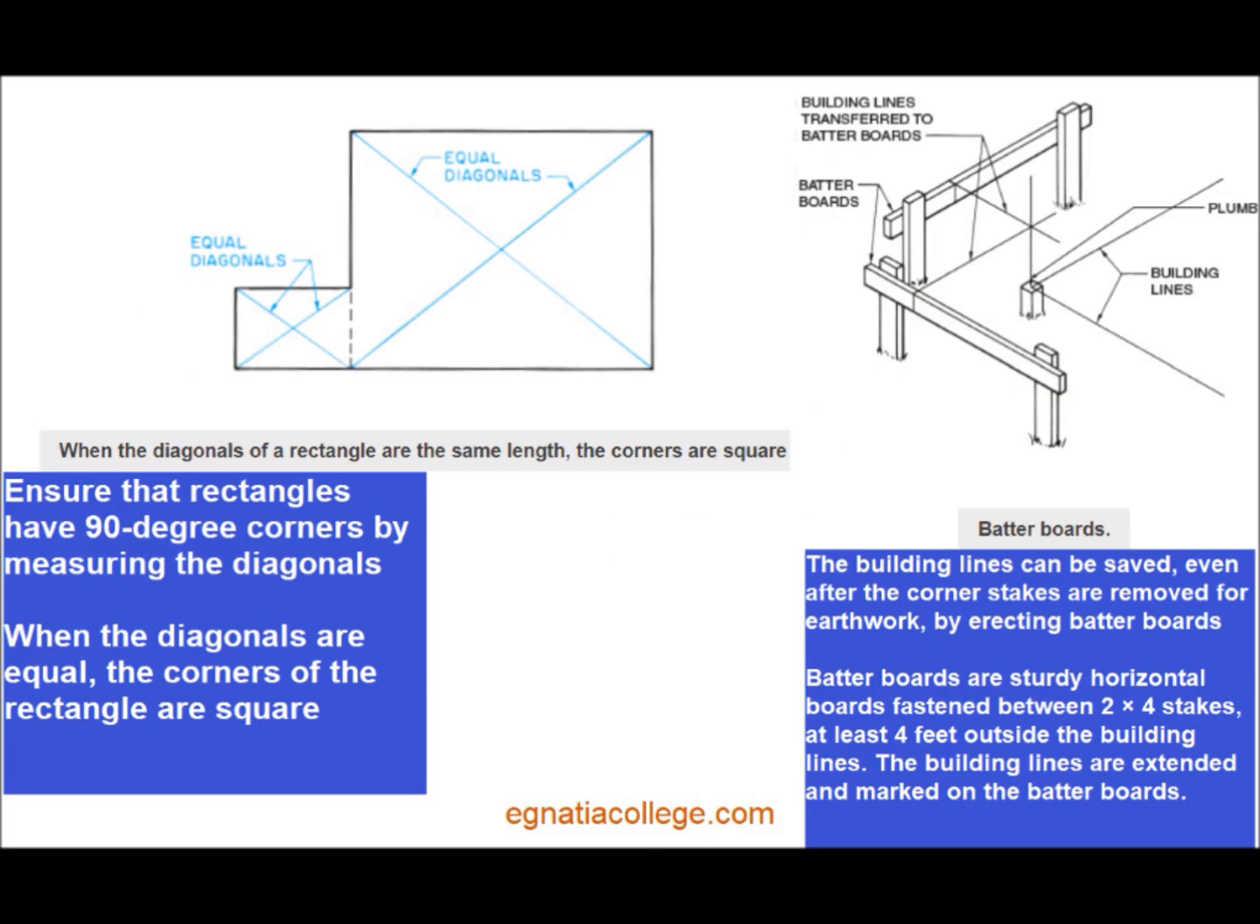Ensure that rectangles have 90-degree corners by measuring the diagonals. When the diagonals are equal, the corners of the rectangle are square. The building lines can be saved, even after the corner stakes are removed for earthwork, by erecting batter boards. Batter boards are sturdy horizontal boards fastened between 2x4 stakes, at least 4 feet outside the building lines. The building lines are extended and marked on the batter boards.